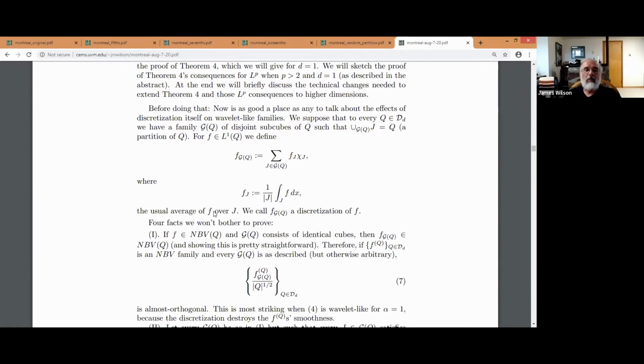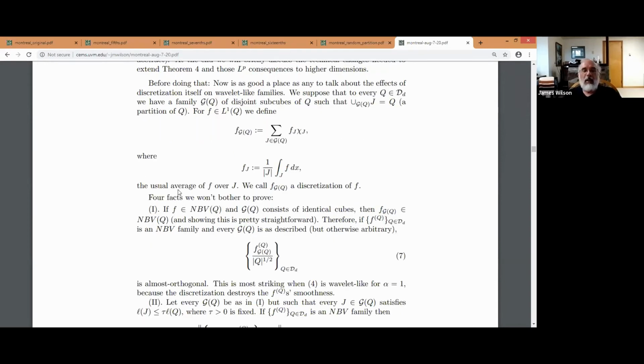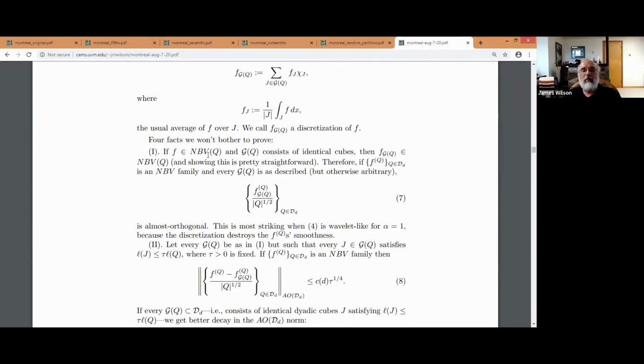Okay. So now, because I don't want to take too much time, it turns out that if F is in NBV of Q, and this G of Q consists of identical subcubes, so you partition Q into identical subcubes, they don't need to be dyadic, just identical subcubes, then this function here is also in NBV of Q, and that's actually pretty straightforward. And so therefore this family here would also be almost orthogonal.